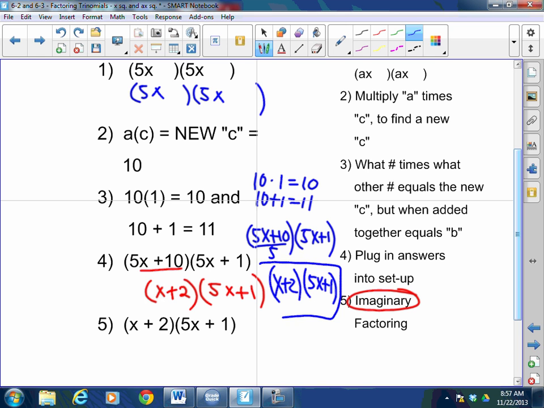It's an imaginary factor because we know that when we factor out a GCF, we keep it. But this is an imaginary factor, so we get rid of it. It's a trick, and you're done. If the second binomial can be factored out, you also imaginary factor that one.